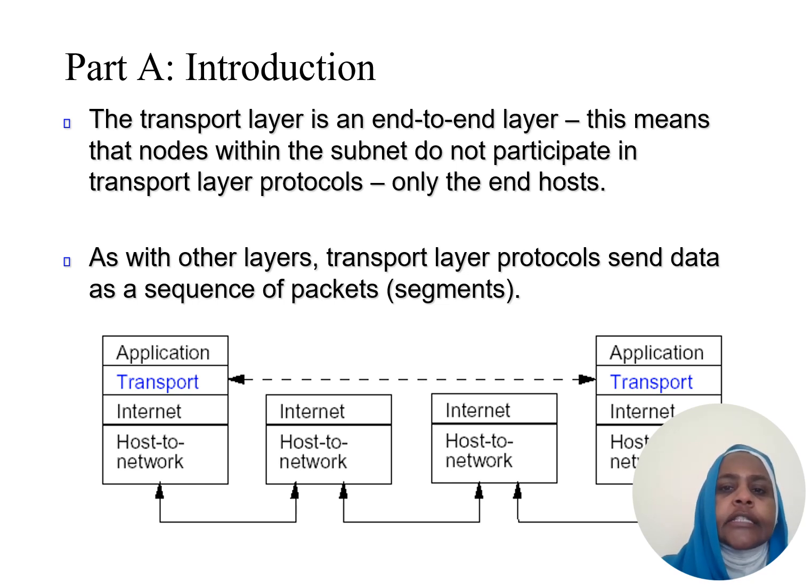Like other layers, transport layer protocols send data in a sequence of packets called segments. The transport layer sends the segments to the internet layer, where they're encapsulated in IP packets, and sent to the host to network layer, where they're encapsulated into frames and sent over the physical media.